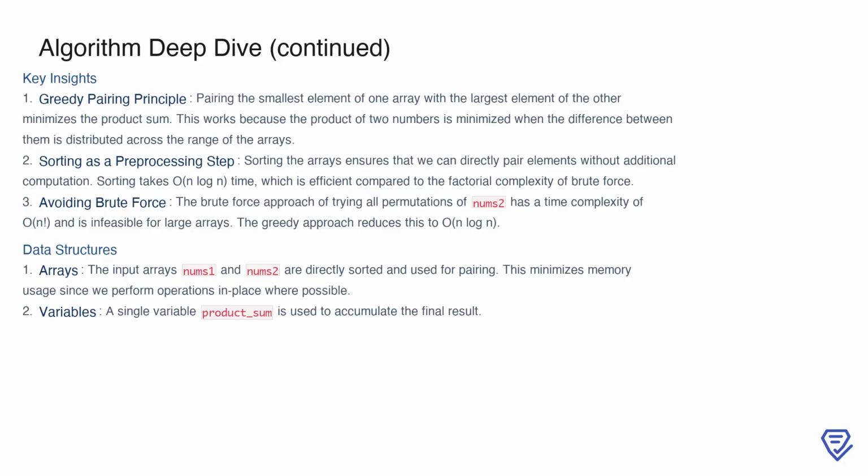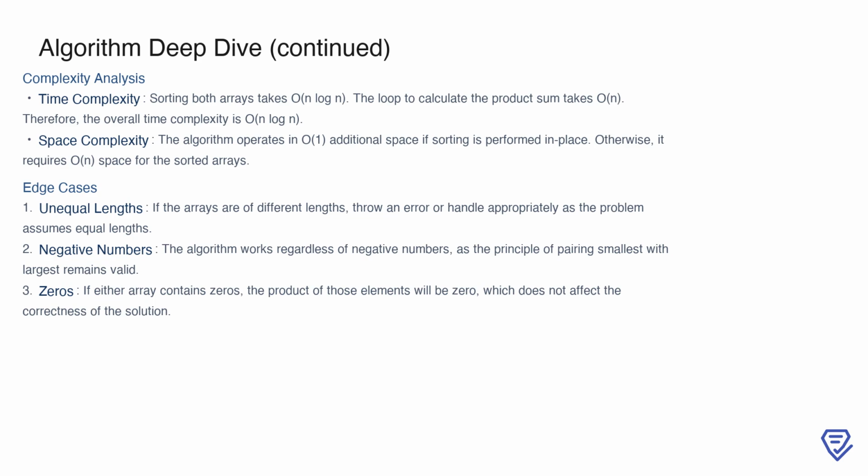Analyzing the algorithm's complexity, the time complexity is O(n log n), due to the sorting of both arrays. The subsequent loop to calculate the product sum adds O(n), making the overall time complexity O(n log n). In terms of space complexity, the algorithm operates in O(1) additional space if the sorting is done in place. Otherwise, it requires O(n) space to store the sorted arrays.